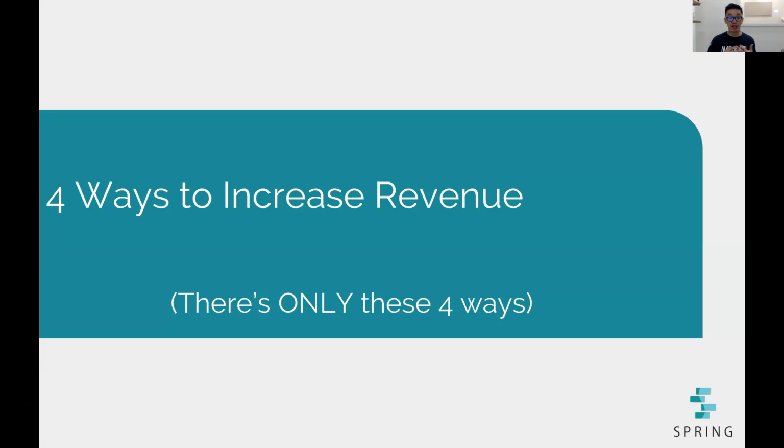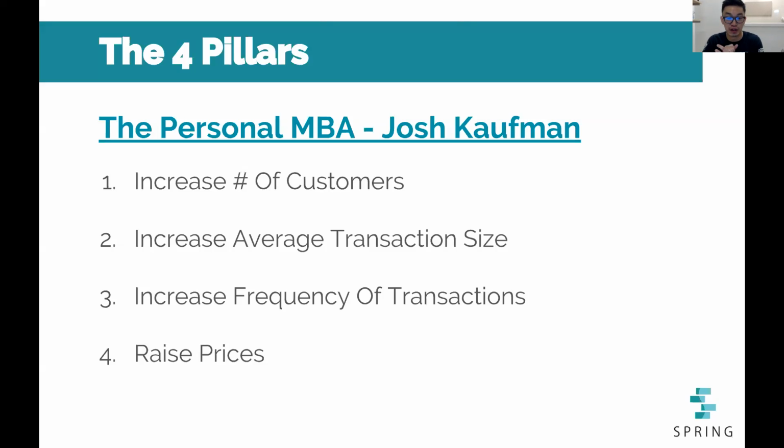So there's only really 4 ways to increase revenue. And I'll go into all 4 of them. Some of them might sound very intuitive, but you can start to get very creative with the different ways you can do it. So these concepts actually come from Josh Kaufman's book, The Personal MBA. And if you think that there are other ways beyond these 4 pillars, I do encourage you to brainstorm, come up with some of your ideas and comment down below. Most of them will either fall into one of the 4 categories. I haven't seen anything that is actually out of this realm.